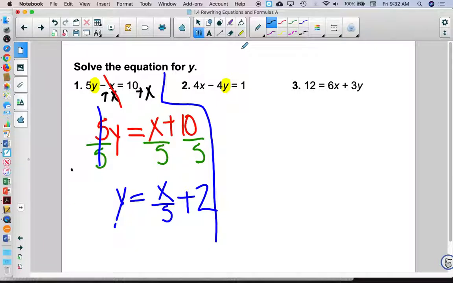Which variable are you solving for? Yeah. This tells me this. This is circled, so I know that's what I want to do. And that tells me.